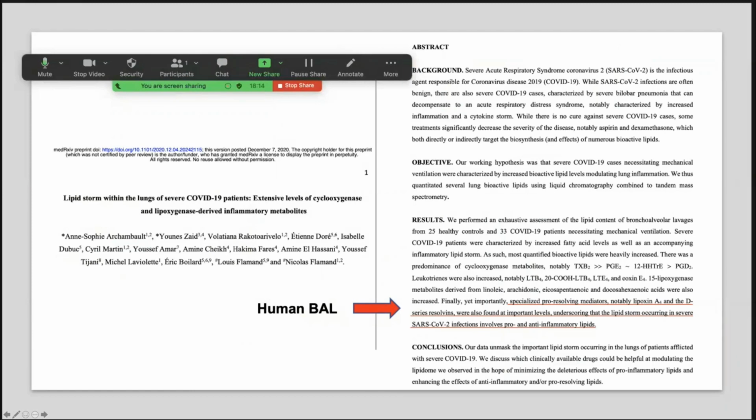This is an exciting report from Nicolas Flamand's group in Laval in Canada, where they looked at bronchial lavages from around the world, multi-center sites, and found that in the human bronchoalveolar lavage, they could identify using LC-MS-MS the pro-resolving mediators, concomitantly with the pro-inflammatory mediators in the bronchial lavages. So demonstrating that they are produced in human lung and maybe could be enhanced to counterbalance the excessive inflammation.